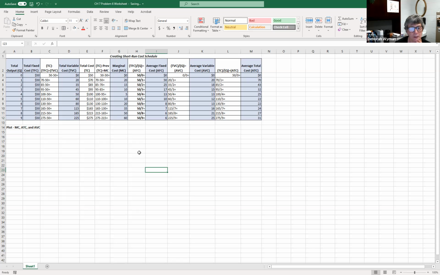So now what we're going to do is plot the marginal cost, the average total cost, and the average variable cost on a graph. And before I do that, I'm going to show you the schedule that I have. So I'm going to stop sharing the screen and get another screen. And let me go to share screen.